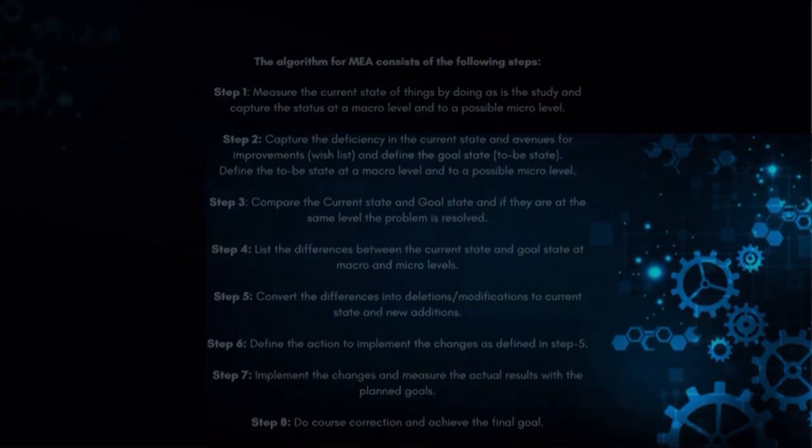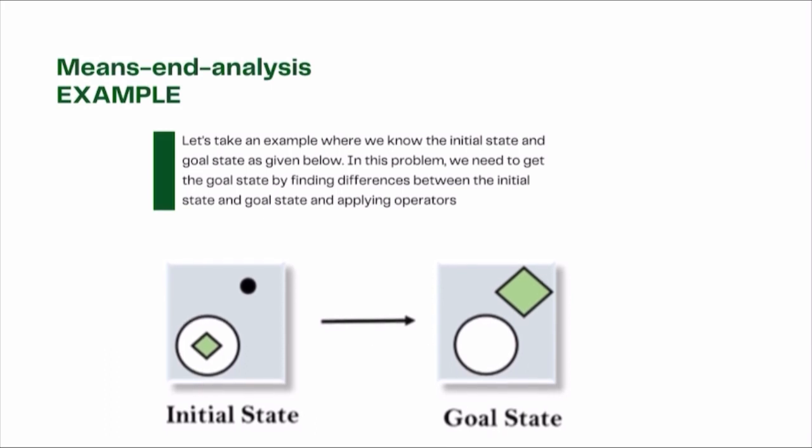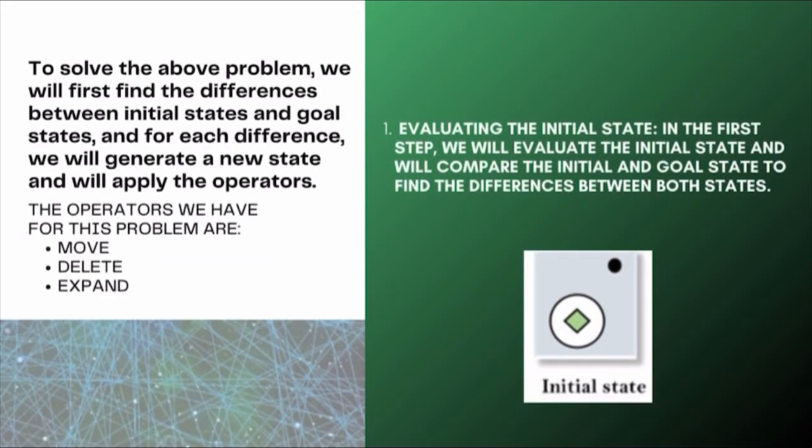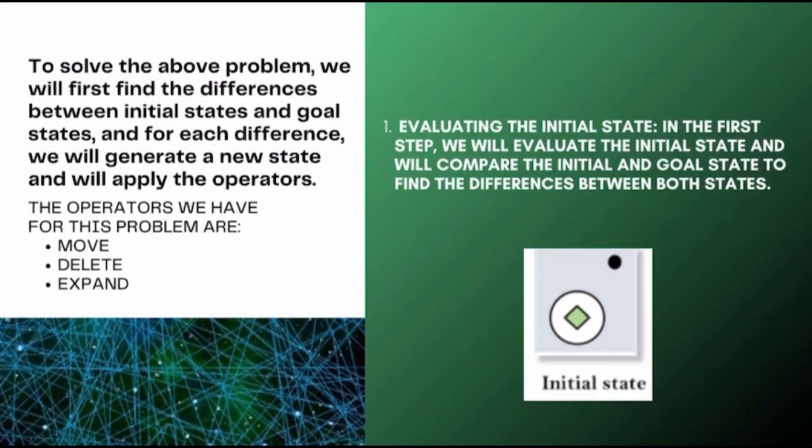So this can be explained clearly through an example. Here we can see that the initial and goal state are given as follows. In this problem, we need to get the goal state by finding differences between the initial state and the goal state and applying certain operations. So this is the initial state and this is the goal state. In the initial state we can see that a circle is there inside which we can see a square, and outside the circle there is a dot. And in the goal state we have to get a circle and a square outside the circle with a bigger size.